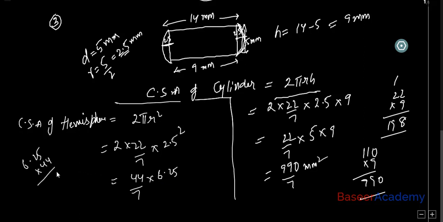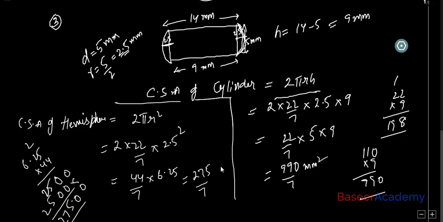6.25 into 44 should be 4 into 5 is 20, 4 into 8, 9, 10, 4 6s are 24, 1, 25. So it should be 275 by 7. Now this is just the curved surface area of one hemisphere, but we have two hemispheres attached to the cylinder, right?